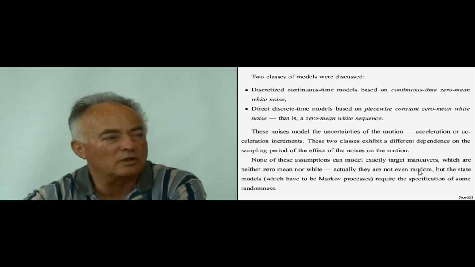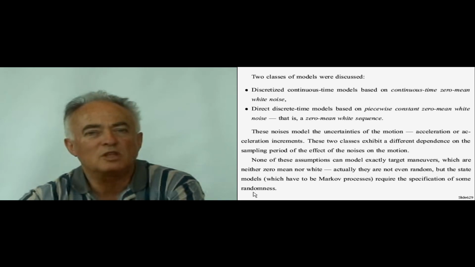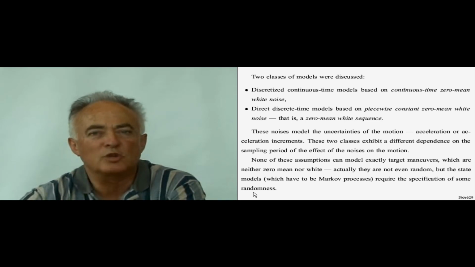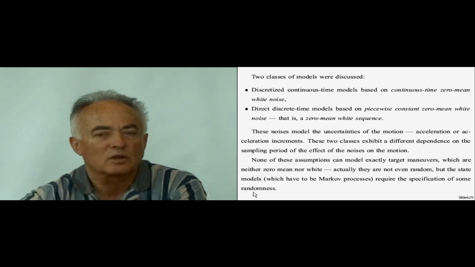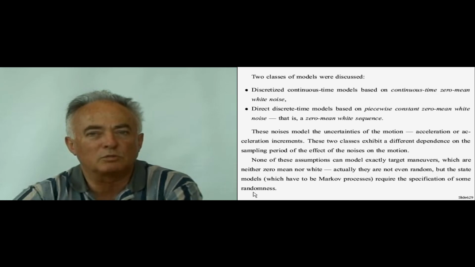But the state models, which have to be Markov processes, require the specification of some randomness, which, as we indicated earlier, is reduced to some kind of white noise at the input to the system. So we need a Markov process, we need white noise somewhere, we just have to decide where it enters, through what order system, second order, third order, and this, in spite of being definitely not an accurate model, is a reasonably good model because it works in practice.